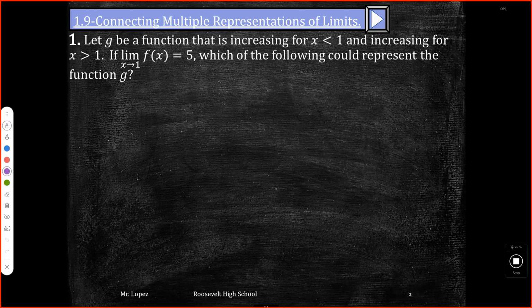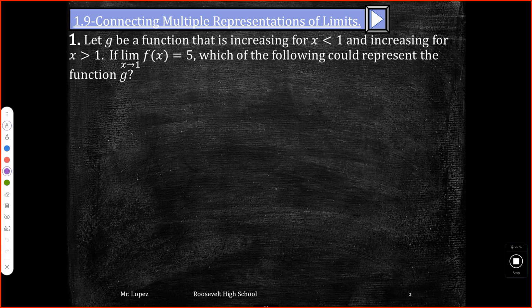Okay, so we're on to 1.9, connecting multiple representations of limits. This is kind of like the culmination of everything we've done from 1.1 to 1.9, and the way the AP would test your knowledge on limits. Problem 1.